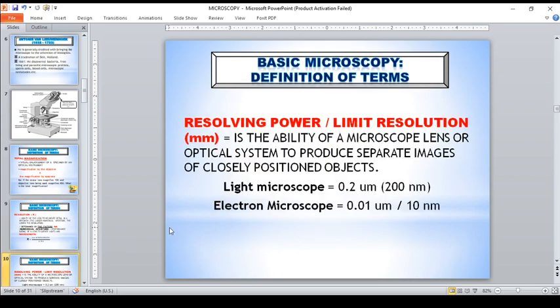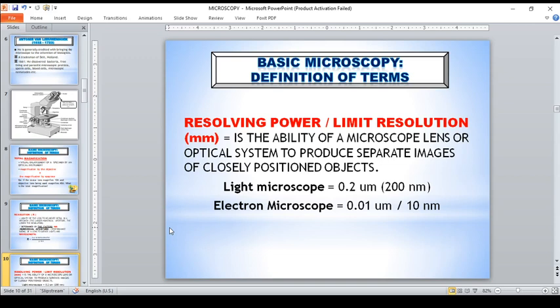On the other hand, the resolving power, also known as the limit of resolution, is the ability of a microscope lens or optical system to produce separate images of closely positioned objects. Okay? Kumbaga, it will resolve the problem about two different objects that are close together, so that the microscope or the viewer can still differentiate the two objects that are near each other.